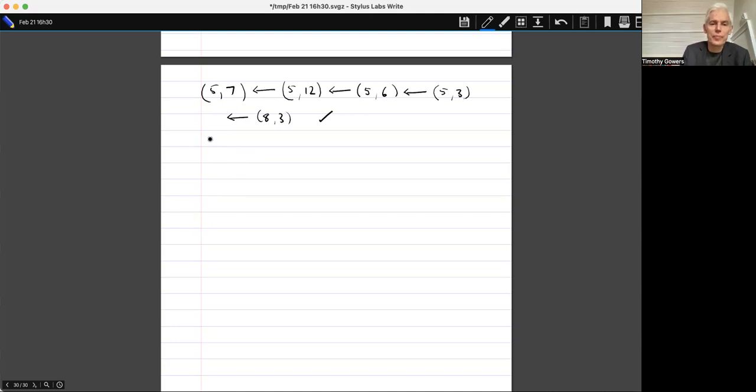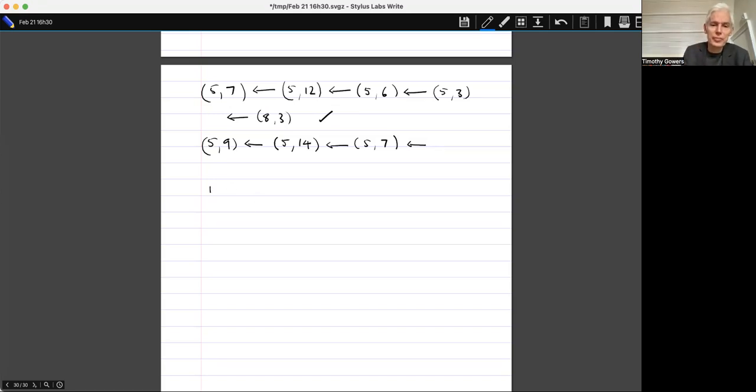I'll just try one more. 5, 9 comes from 5, 14, which comes from 5, 7, which comes from, this is sort of strange. So I've got the 5, 7 I already had before. So what am I actually managing to do here?